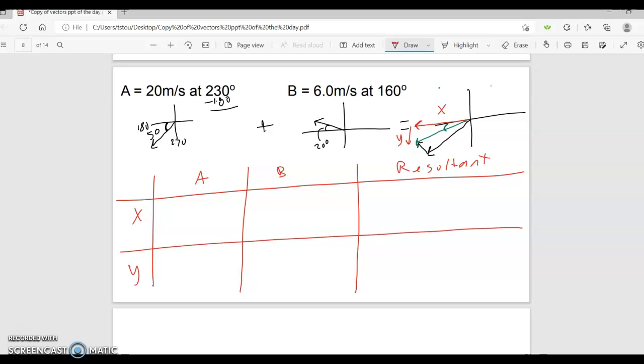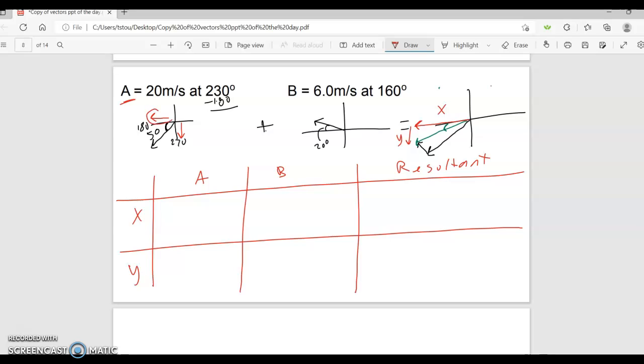Okay, so what we're going to do is solve for what is the x part of A, and then that'll go in this box down here. And then what is the y portion of A? B and x. So what that's kind of saying is, when you look at the A vector over here, how much of it goes to the left in the x direction, and how much of it goes down in the y direction? That's what we're saying.